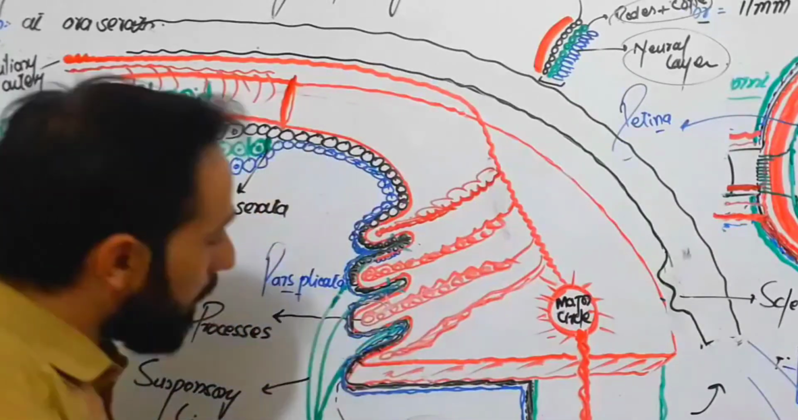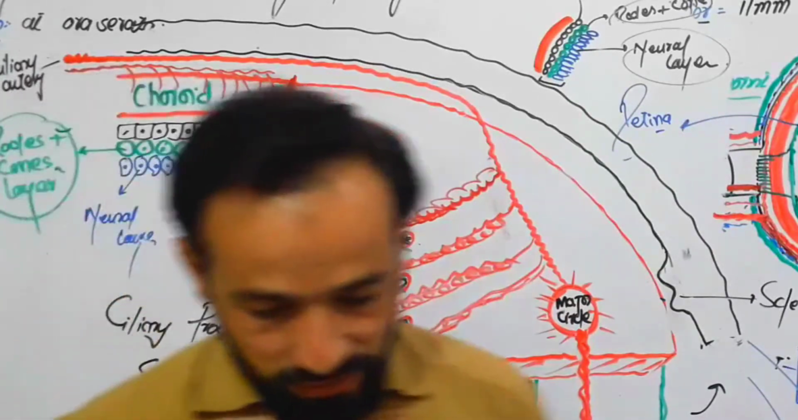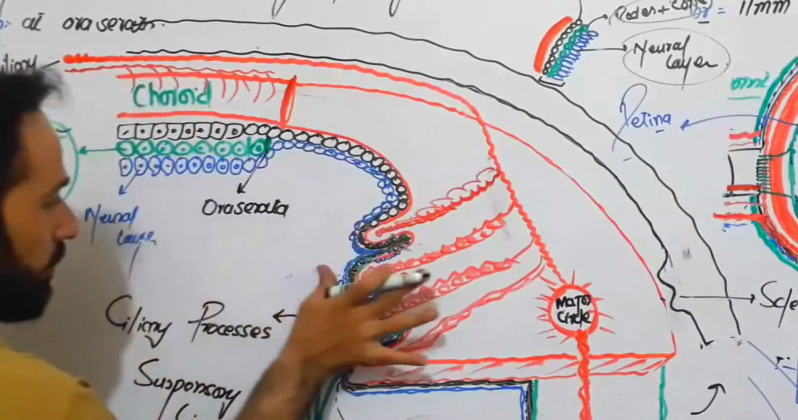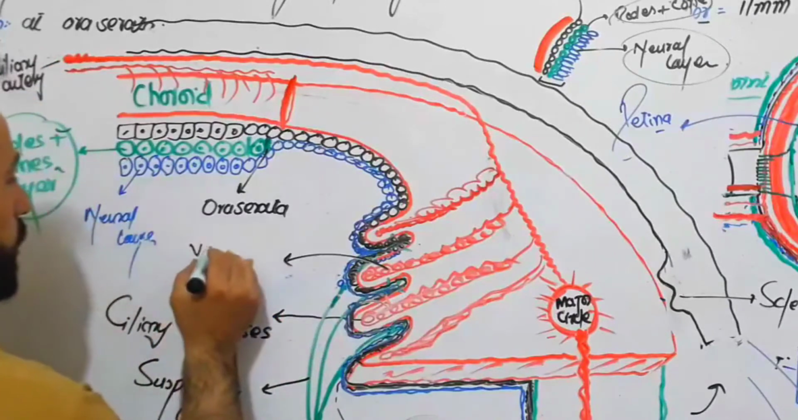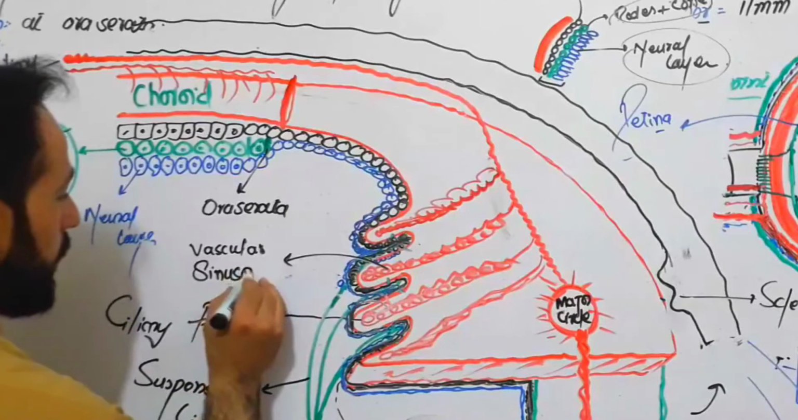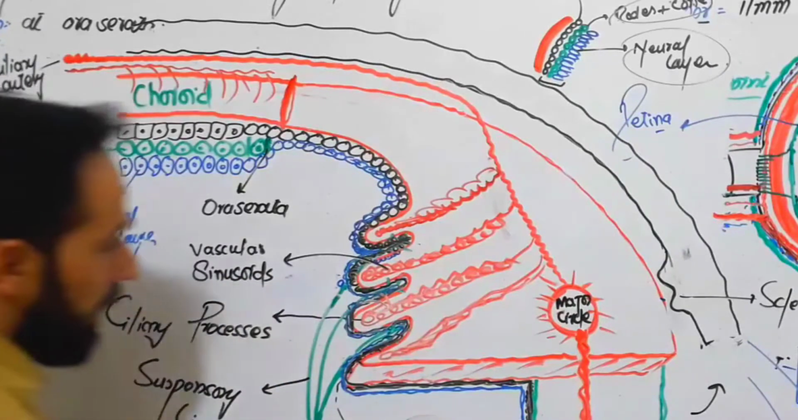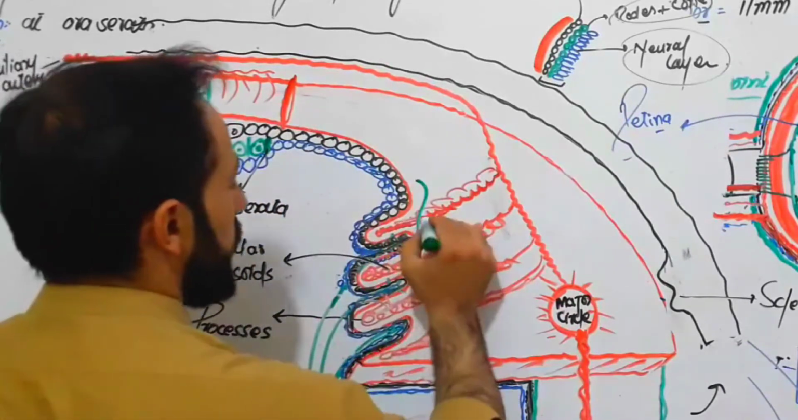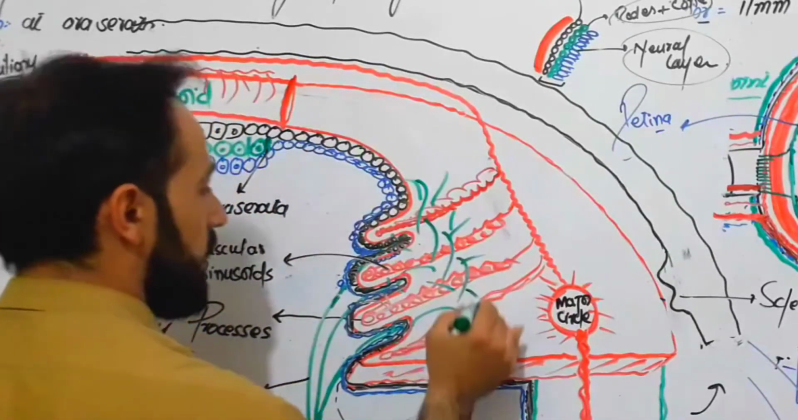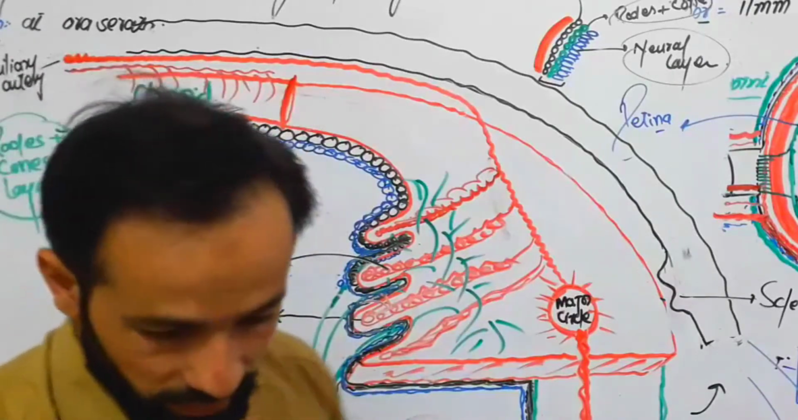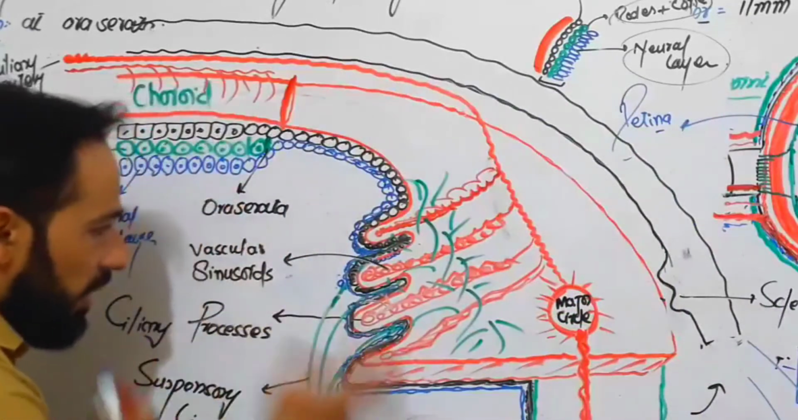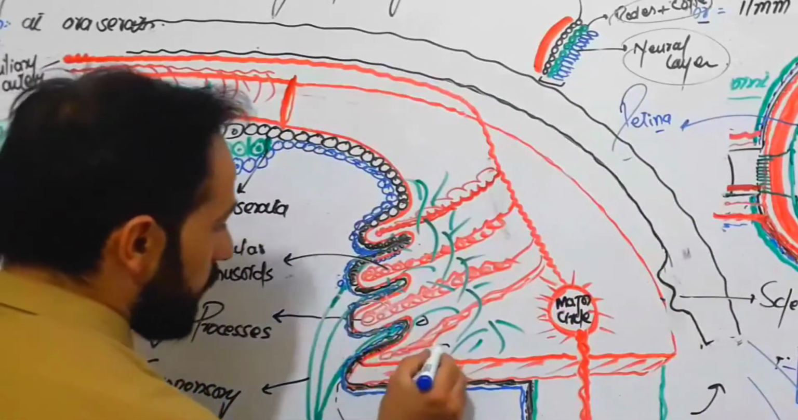These are called the ciliary sinusoids, right? These are called the vascular sinusoids or the ciliary sinusoids. So let me name them here: vascular sinusoids, right? And this area of the ciliary body also contains some collagen fibers, and along with these collagen fibers it also contains some elastic fibers and some cells.